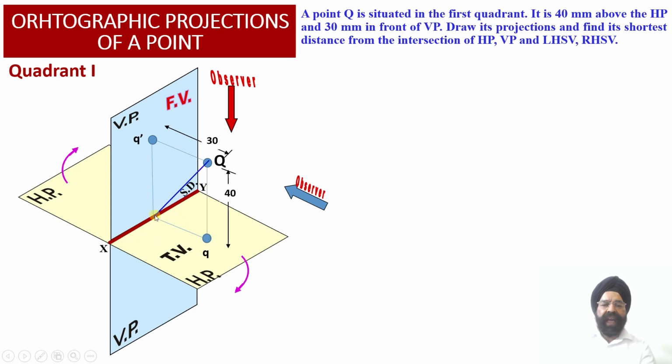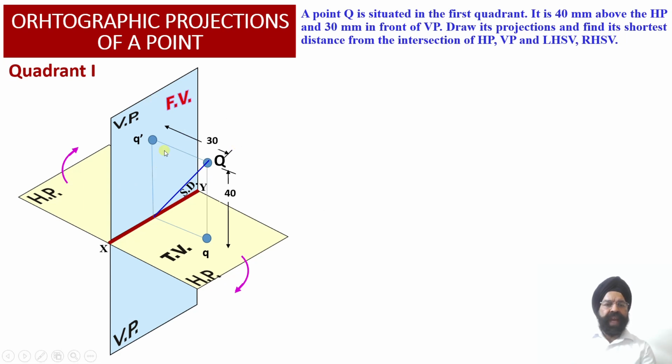So now we know that since this point is located in the first quadrant, this is the intersection of the horizontal plane and the vertical plane. So from this point onto the XY line, if we join this point with point Q over here, this way we will be able to evaluate the shortest distance of this point Q from the intersection of the horizontal plane and the vertical plane, or the XY reference line.